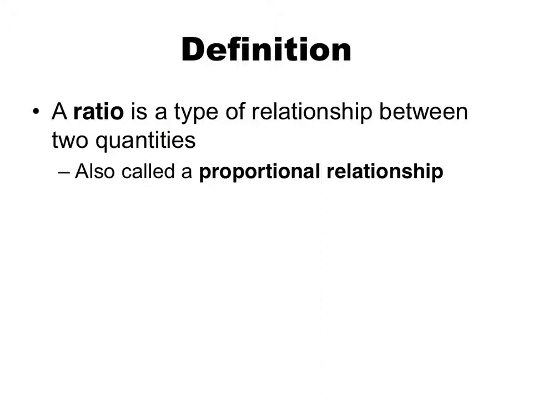So a ratio is a type of relationship between two quantities. And this relationship is also called a proportional relationship. And we're going to use these terms ratio and proportional relationships interchangeably. The important thing to remember about a ratio is that it's a relationship and there's two quantities involved.